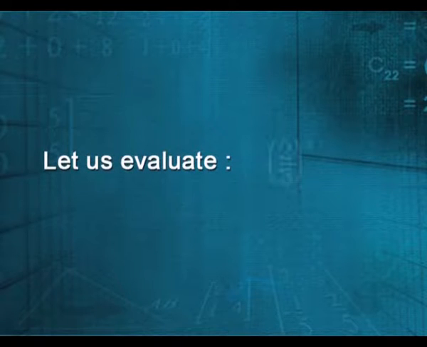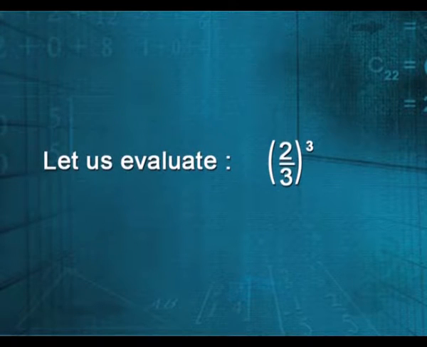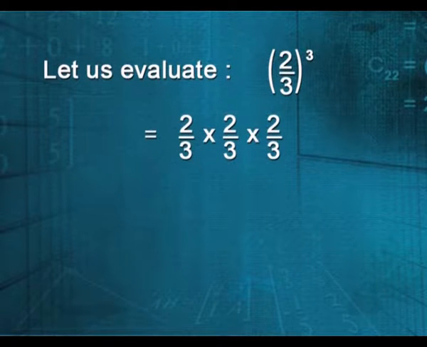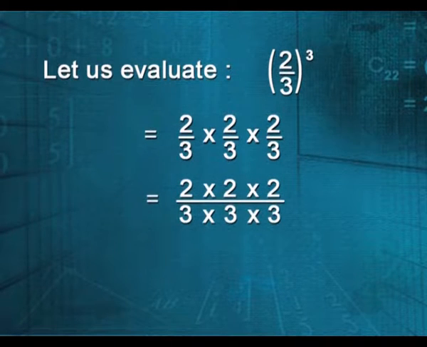Let us evaluate 2 by 3 raised to power 3. Now, here base is 2 by 3 and power is 3. Since the power is 3, the exponential form says that 2 by 3 is multiplied to itself how many times? 3 times. Therefore, it is 2 by 3 into 2 by 3 into 2 by 3. So, in the numerator it is 2 into 2 into 2 and in the denominator it is 3 into 3 into 3.